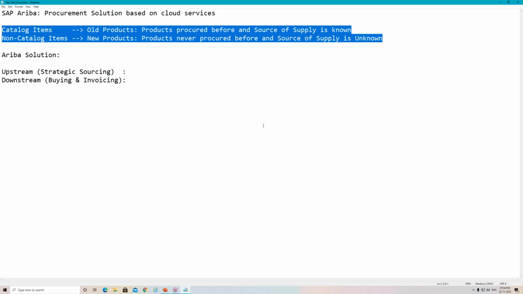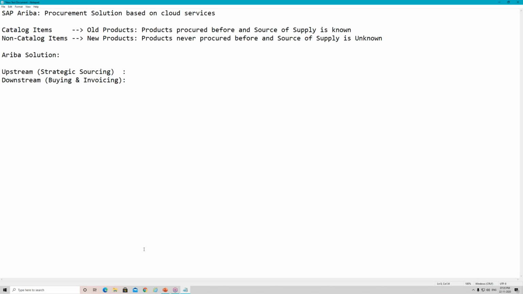Okay. Now, Manoj, excuse me, you took the pain to make us understand this catalog item, non-catalog item. Very good. But what does it have to do with upstream and downstream? Very good thing. Upstream.